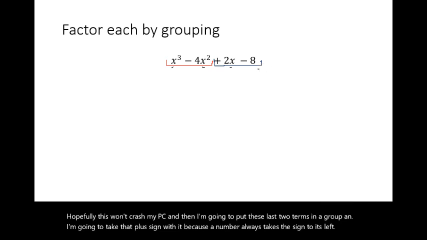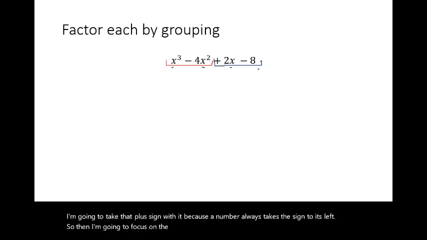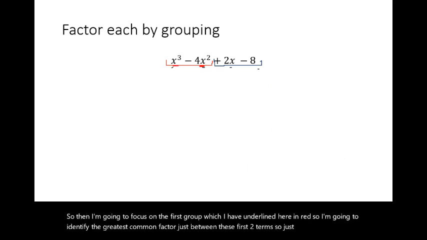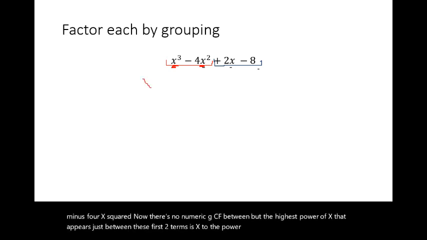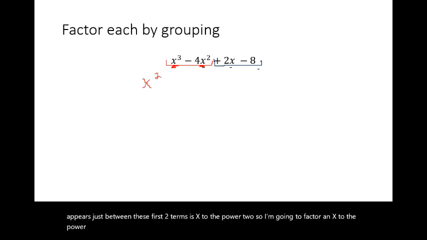So then I'm going to focus on the first group, which I have underlined here in red. I'm going to identify the greatest common factor just between these first 2 terms, so just between x cubed and minus 4x squared. Now there's no numeric GCF between these, but the highest power of x that appears just between these first 2 terms is x to the power 2. So I'm going to factor x to the power 2 just out of this first group.